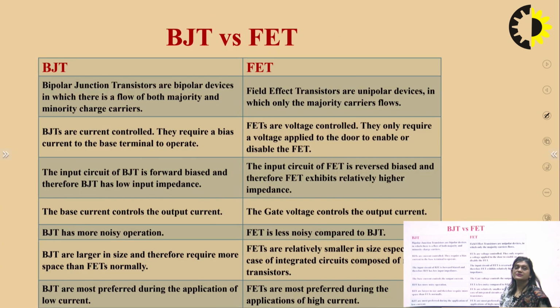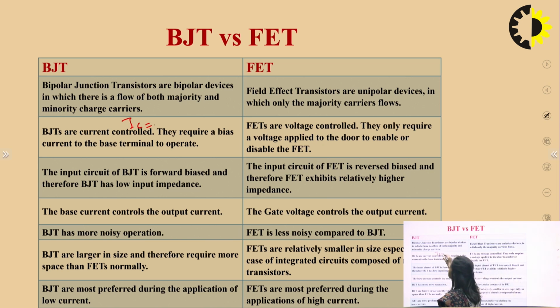So these are the differences between the BJT and FET. The next topic will be the FET. BJT is the bipolar junction transistor and FET is a unipolar transistor. Bipolar means both types of charge carriers are involved in the conduction, the electrons as well as the holes. And FET includes only one type of charge carrier, either electrons or holes. BJT is a current controlled device.